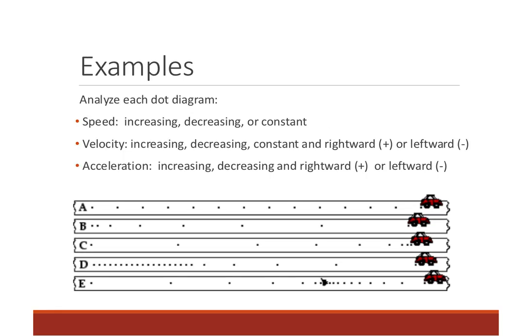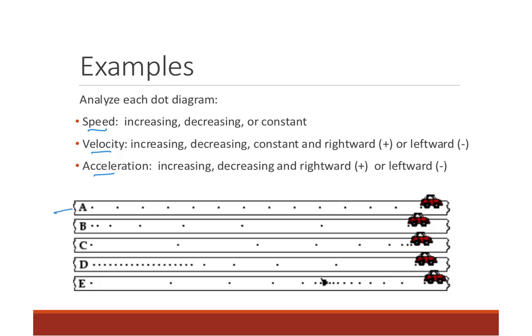So let's do a little bit of analysis of these 5 dot diagrams or ticker tape diagrams. We want to look at the dots in position across the piece of tape and think about how this arrangement of dots shows us something about the speed of the object's motion, about the velocity or the rate of change in speed or direction. In this case, there's no directional change because everything's moving to the right. But then also acceleration, how the velocity is changing over time.